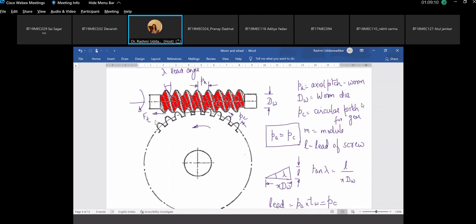So Ft for worm, G, gear, will be equal to the axial force for worm. Whatever is the axial force along the axis, perpendicular to this board, because this is again a helical gear, so this would have an axial force. So whatever is the axial force for the gear will be what for the worm? Axial is perpendicular to this plane. The axial force for the gear acting along the axis of the gear would be what force for the worm?